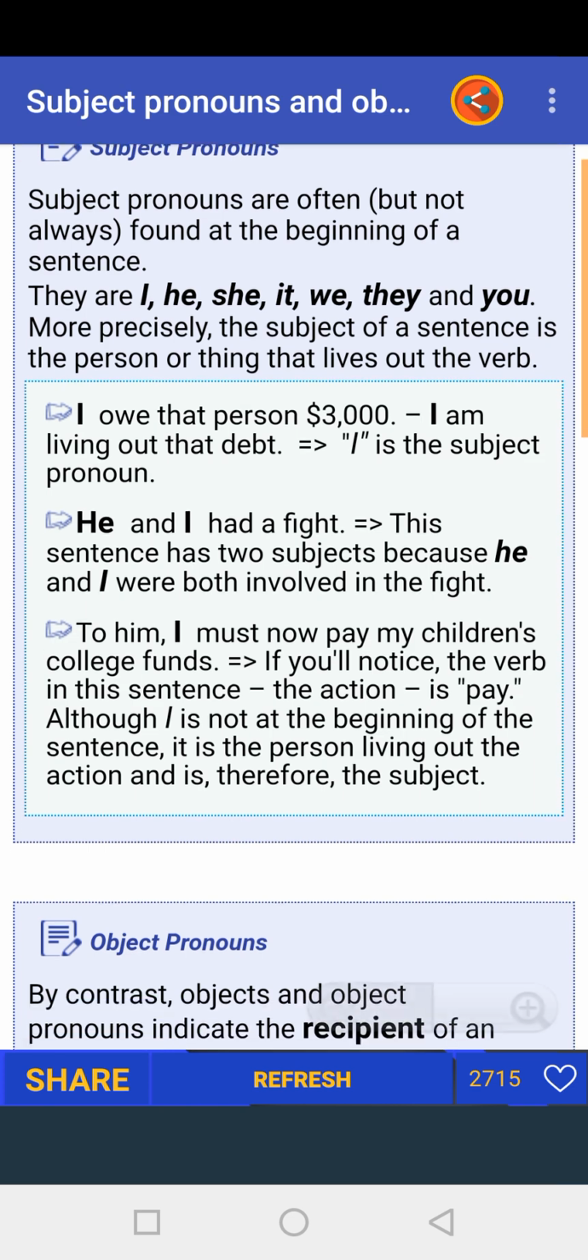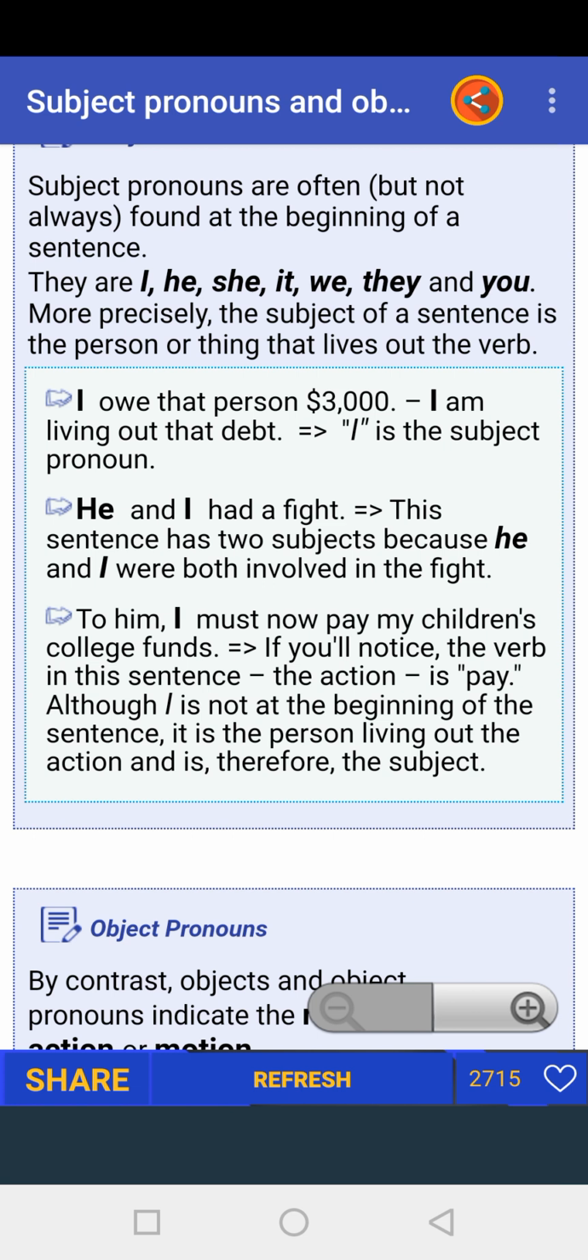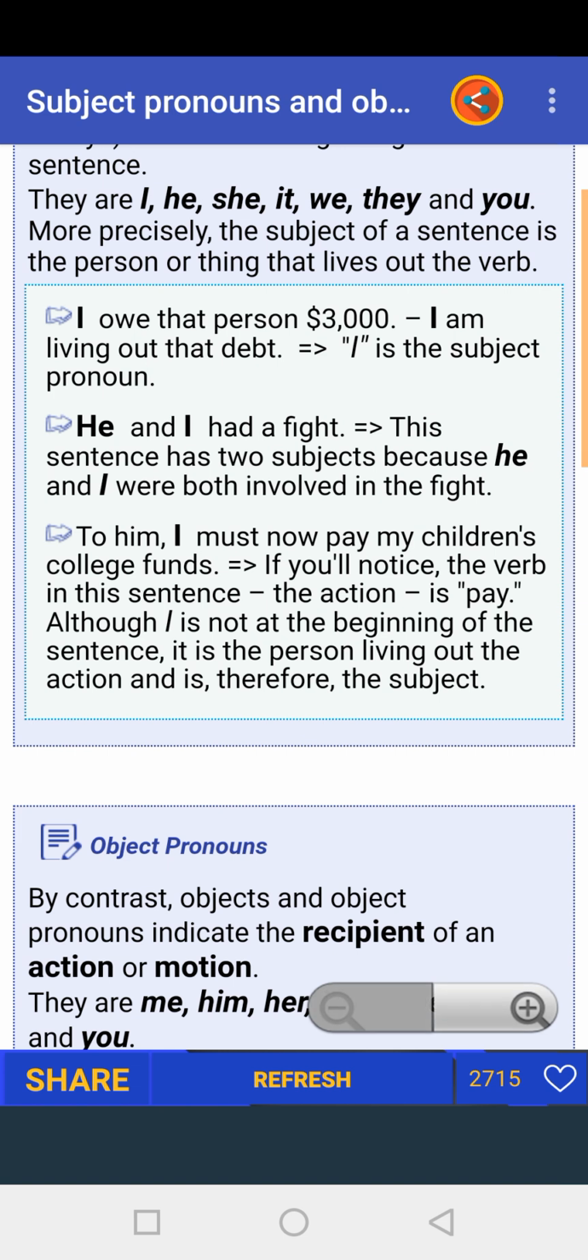So let's give some examples. I owe that person $3,000. I am leaving out that debt. So I is the subject pronoun. He and I had a fight. This sentence has two subjects because he and I were both involved in the fight. So in this case we have two subject pronouns, he and I.